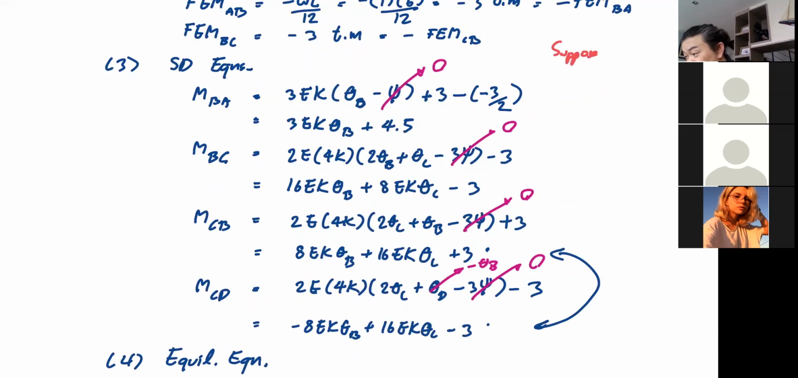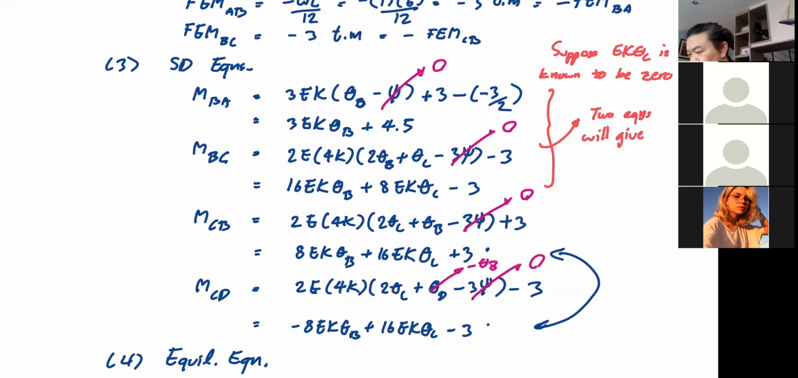Suppose EK theta C is known to be 0, you are going to end up with just this guy, right? Because you need to solve for theta B. But remember, even though your theta C is 0, your MC on both sides are not. Okay, a very simple case to demonstrate that. Two equations give EK theta B.